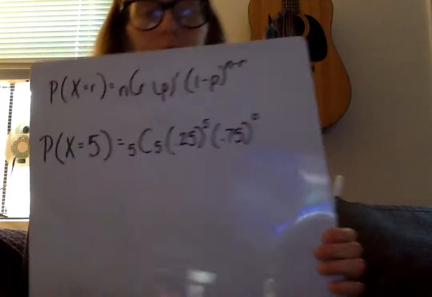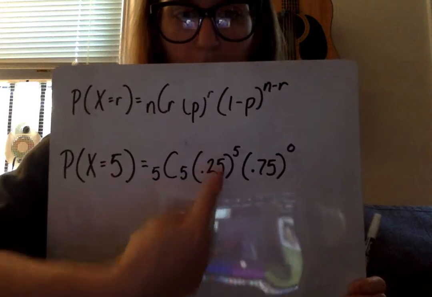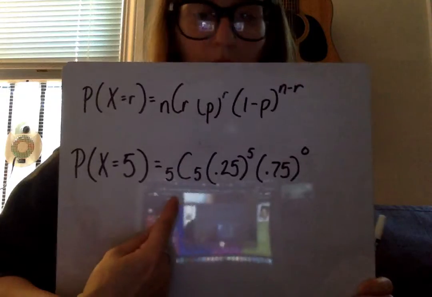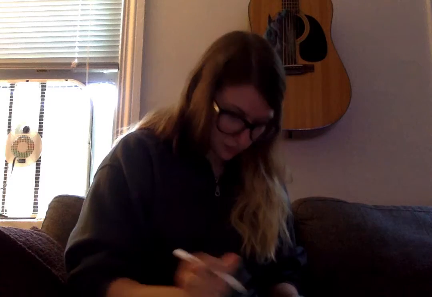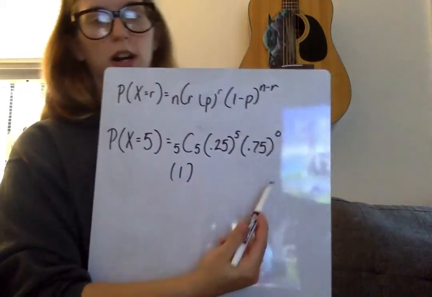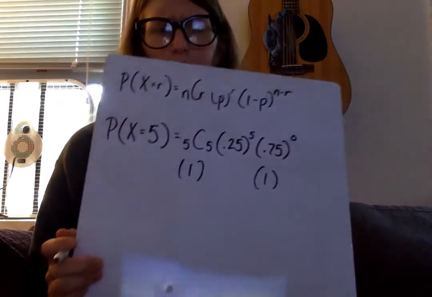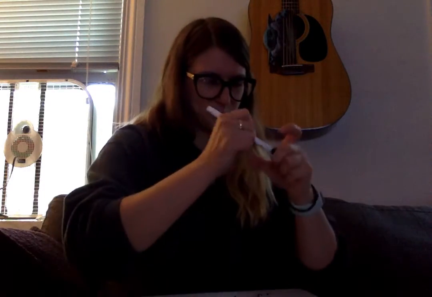So that means the probability of winning is still 0.25, but it's 0.25 for all 5 of you. And it's 0.75 for 0 of you, because none of you lose. Right? So all 5 of you win, 0 of you lose. And we're going to get values for each. So 5 combination 5 is actually just 1. And anything to the 0th power is 1, not 0. Please don't say 0. Anything to the 0 power is 1. And then I just need to find 0.25 to the 5th power.